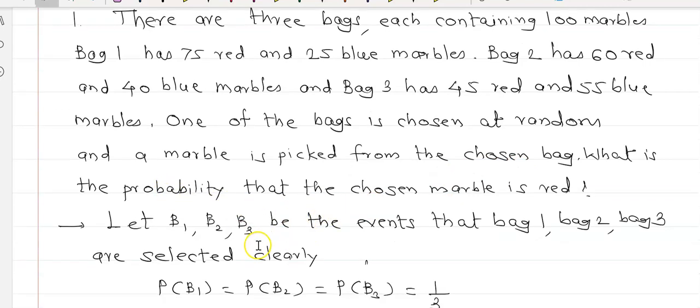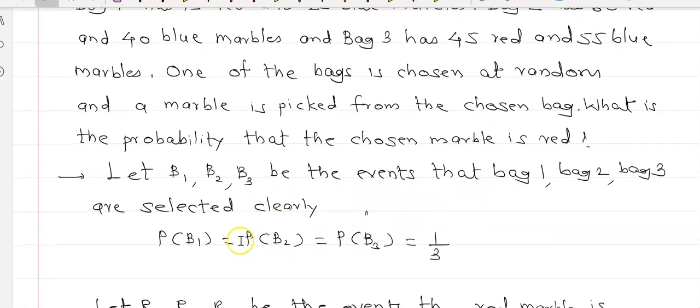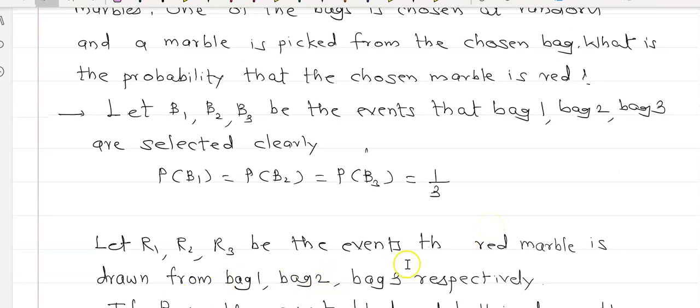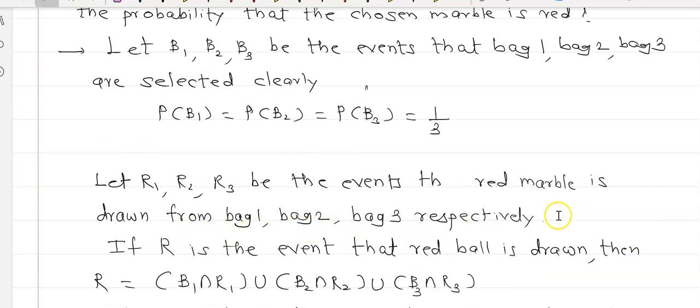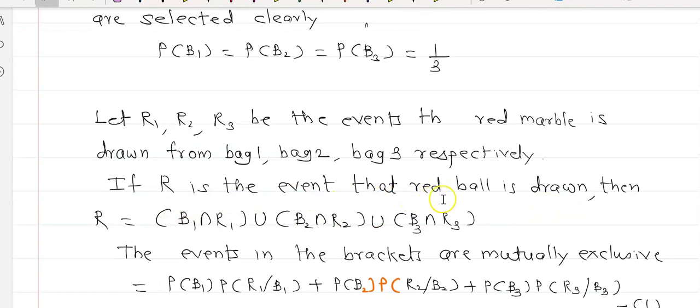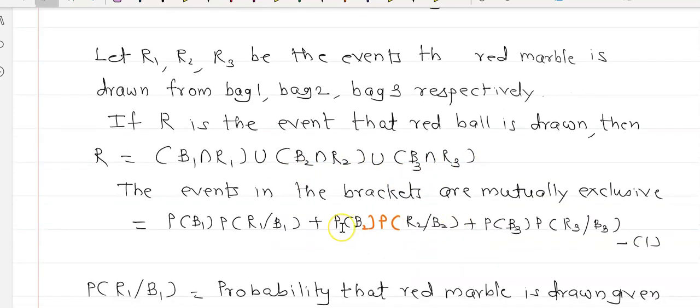Let B1, B2, B3 be the events that the bags B1, B2, B3 are selected. Clearly, probability of B1 is equal to probability of B2 is equal to probability of B3 is equal to 1 by 3. That is the selection of the bag. Let R1, R2, R3 be the events that the red marble is drawn from the bag B1, B2, B3 respectively. If capital R is the event that the red ball is drawn, then capital R is equal to B1 intersection R1 union B2 intersection R2 union B3 intersection R3. These events are mutually exclusive.